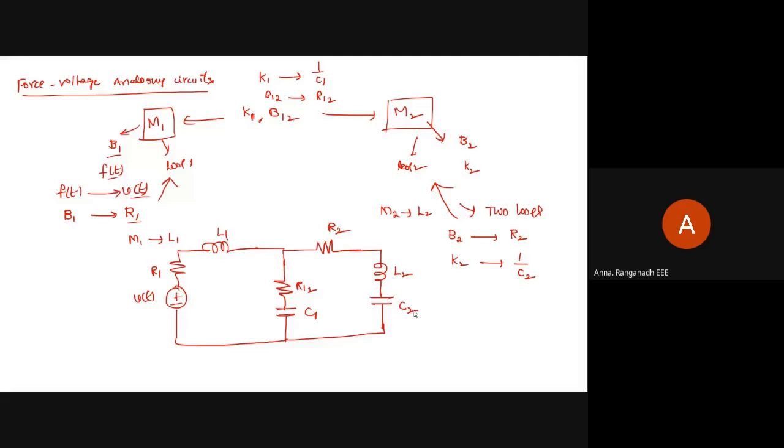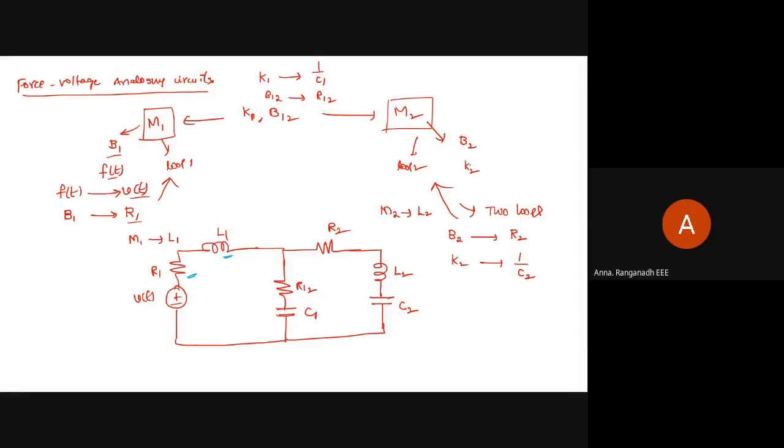It is over. Only this one we need to draw. That's in the problem itself: they are asking to draw the force voltage analogous circuit. If you look at this diagram, these two, R1 and L1, are strictly restricted to this loop only. Like f of t and b1 are strictly restricted to m1, in the similar way this v of t and R1 are spent for loop 1 only.